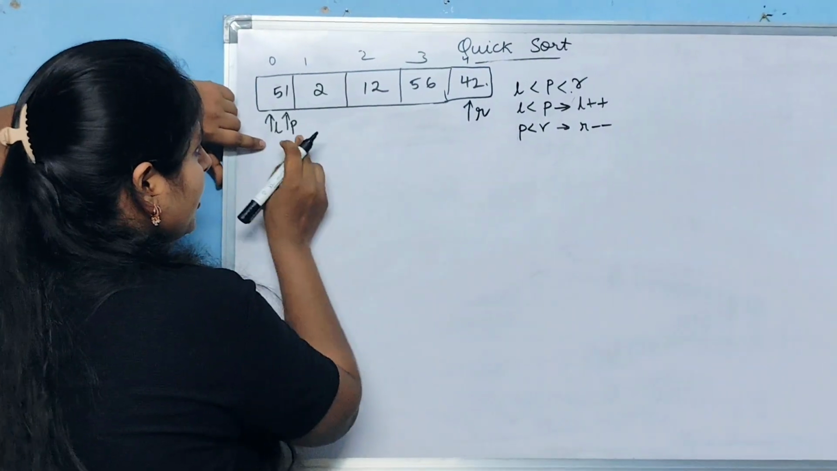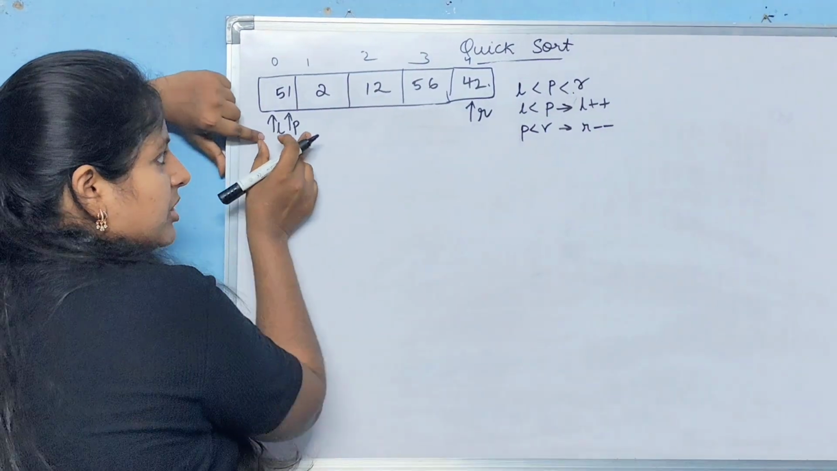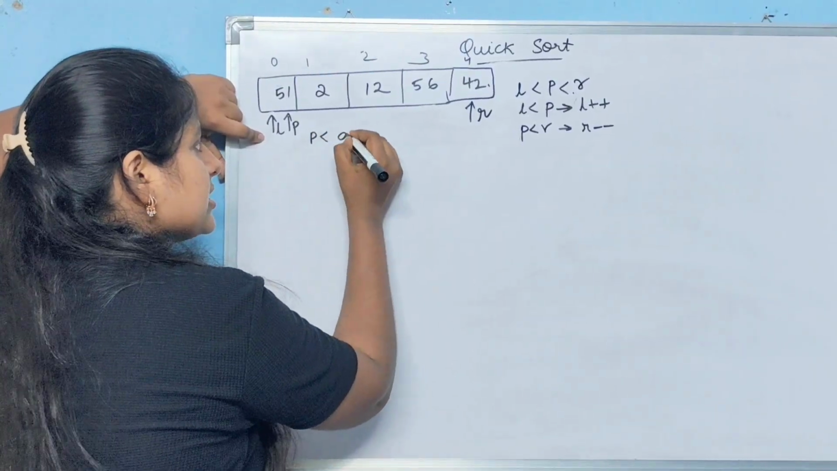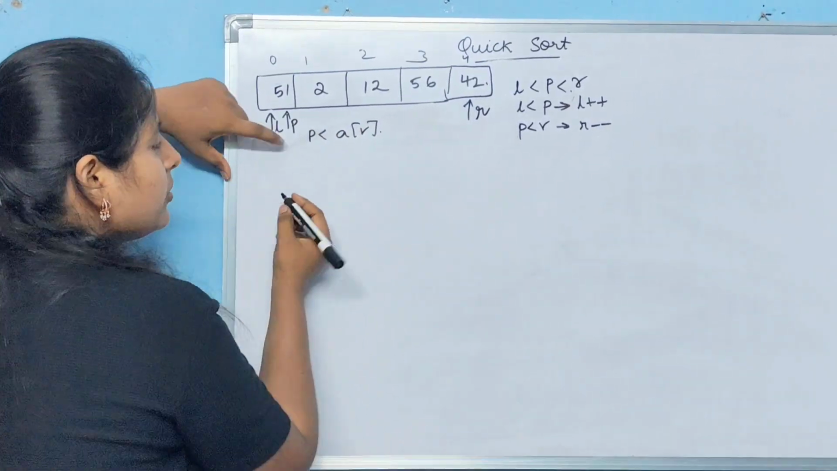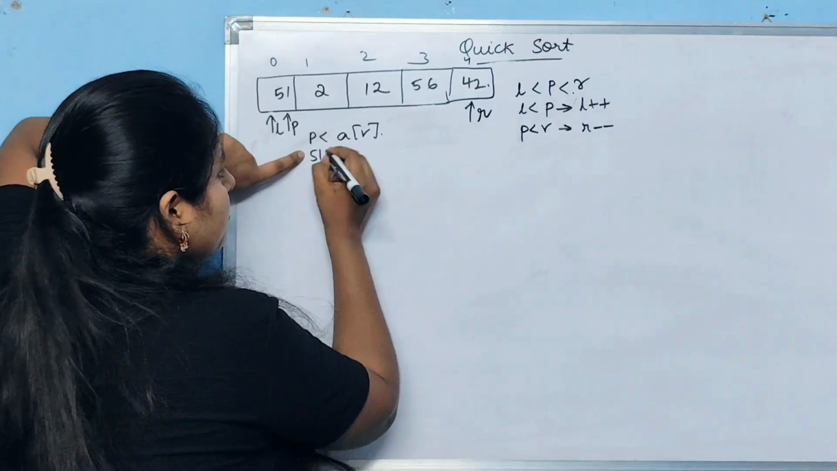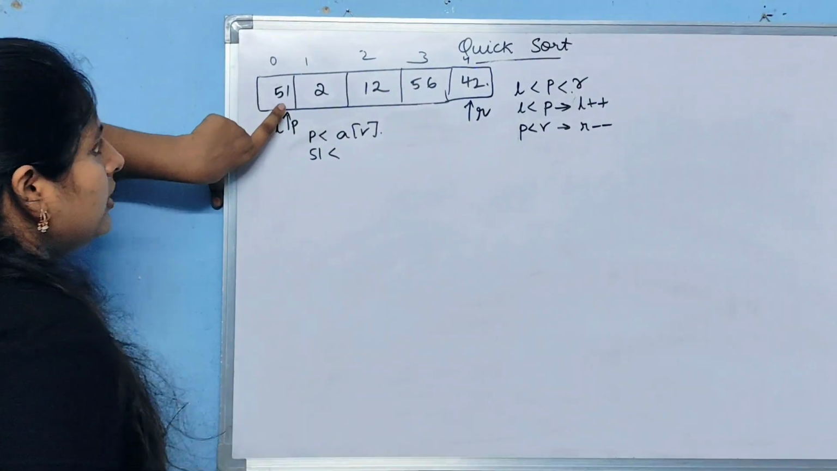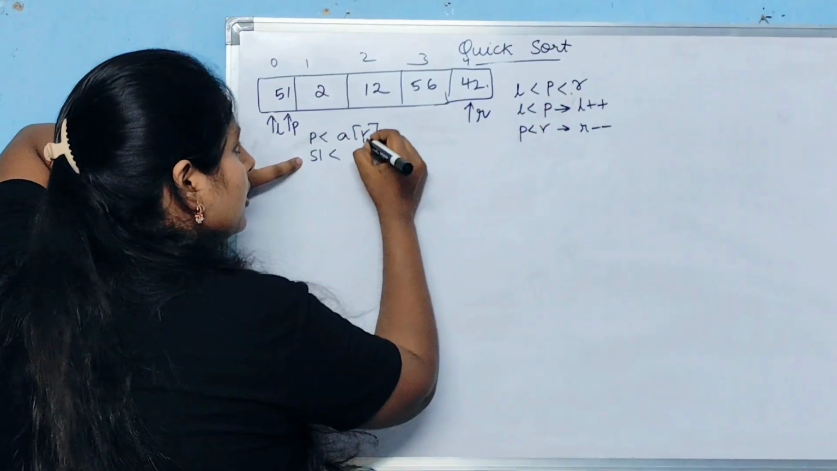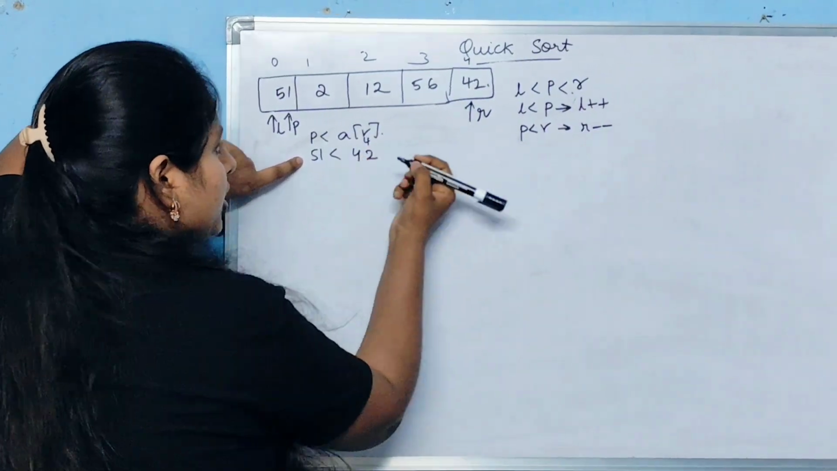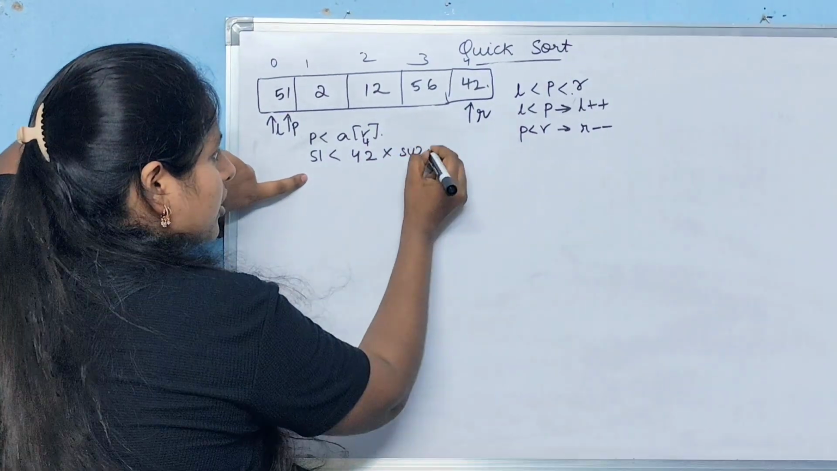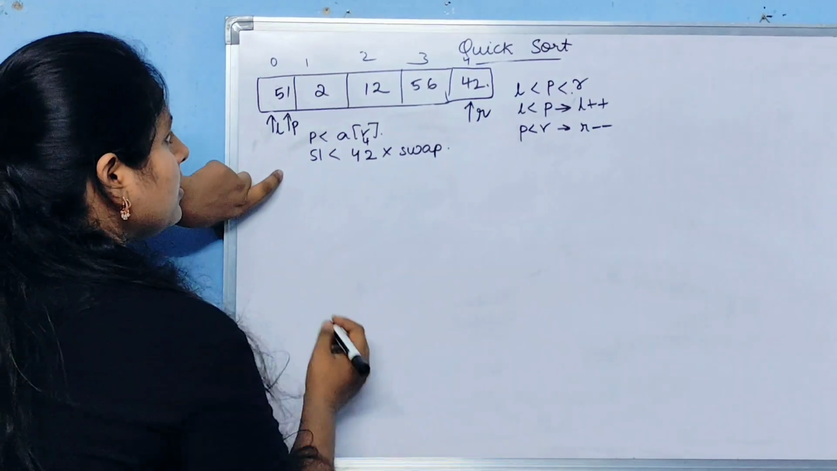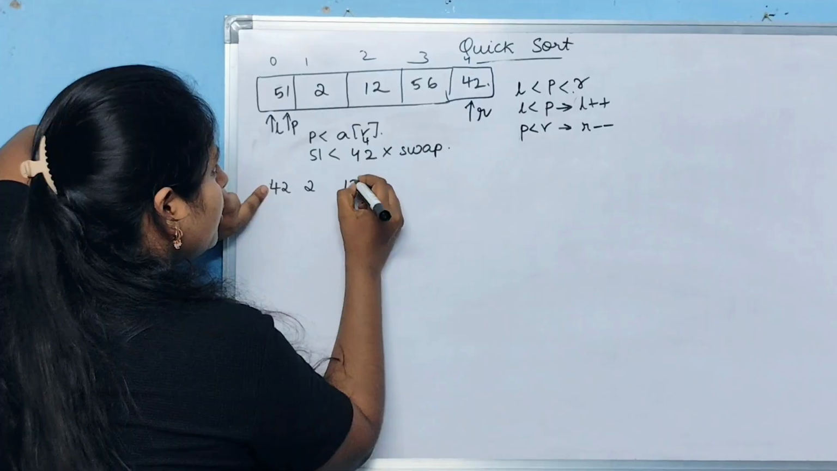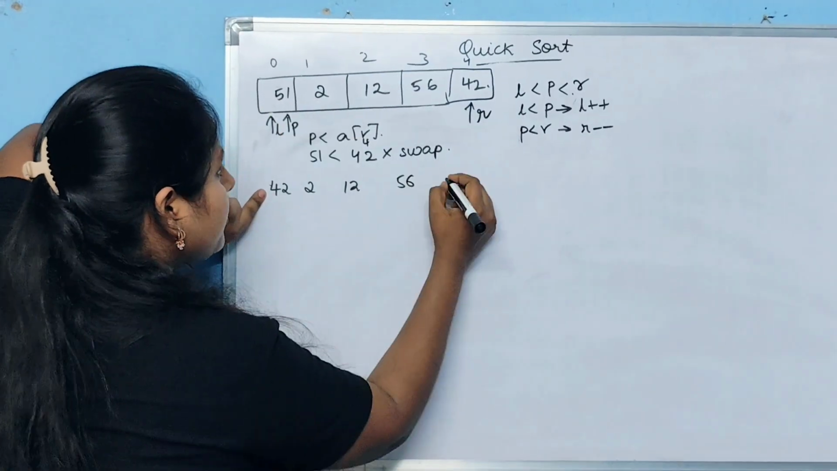So since left and pivot are placed on the same element, we'll go for opposite direction checking. Pivot is less than A of R. Okay, what is my pivot element right now? 51. Okay, 51 is less than A of R, R is 4, A of 4 is 42. Condition false. What should I do now?